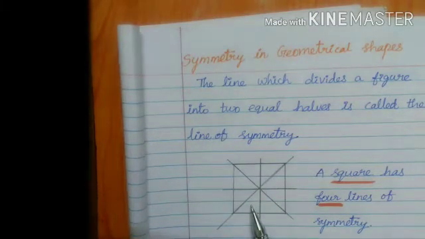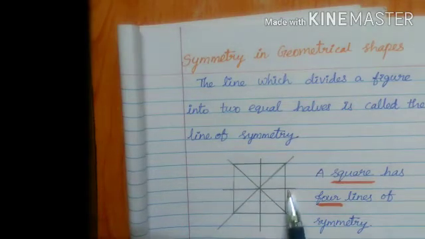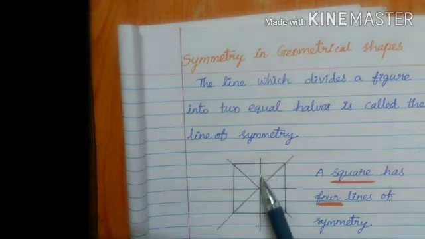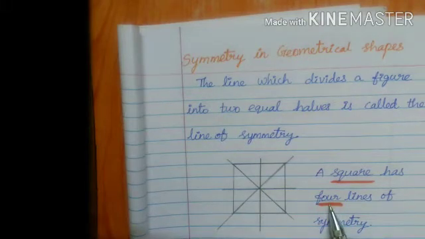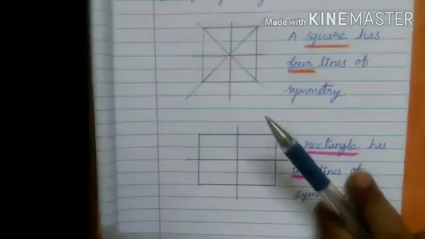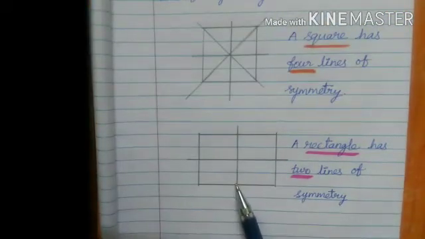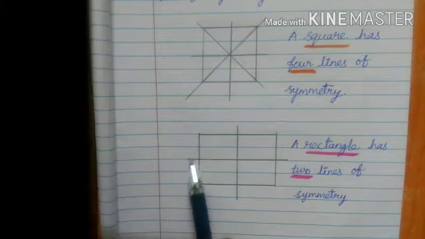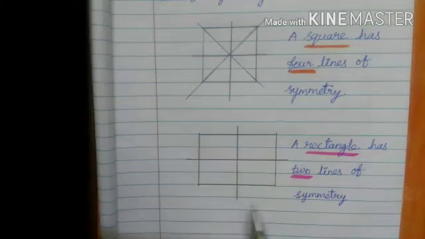Here we take the square shape. Draw the line along the diagonal first, then the second diagonal, then the half sleeping line, then the standing line. So 4 lines are possible for symmetry in a square. Next, the rectangle. You draw a sleeping line and a standing line. These are the 2 lines of symmetry.